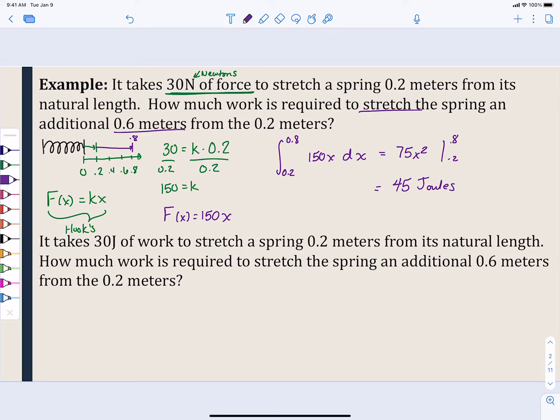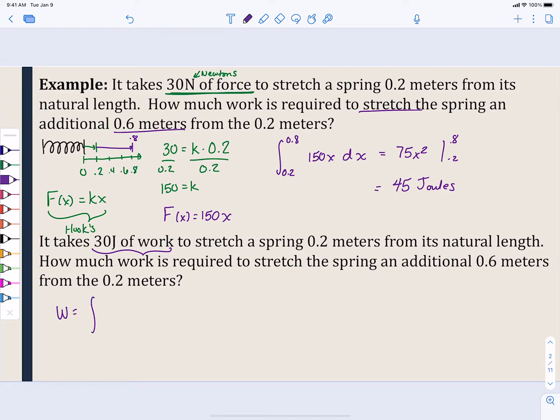All right, let's take a look at the second question. Again, I'll take a moment if you want to pause the video. All right, so here they give us, so this is going to be a different spring, because here it's telling us how many joules of work is required to stretch the spring from its natural length of 0.2 meters. So it's the same distance, but this is a different spring. And they gave us the work instead of the force.